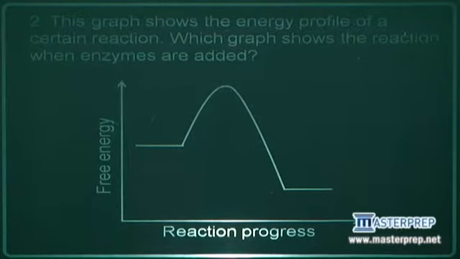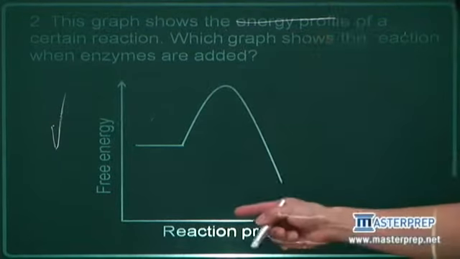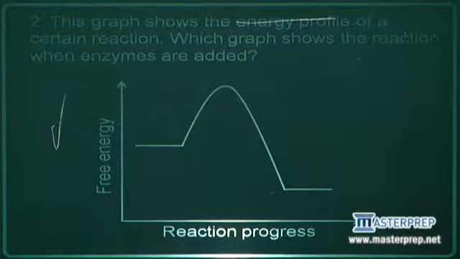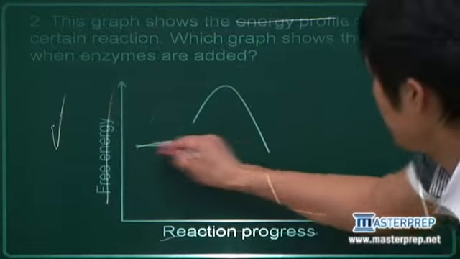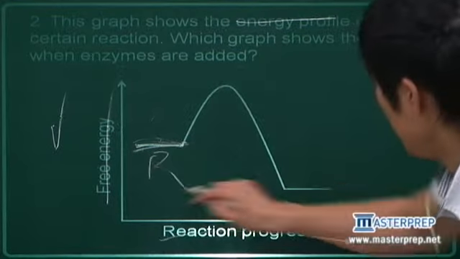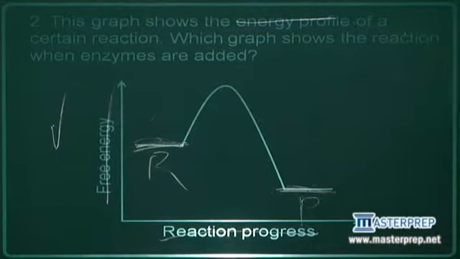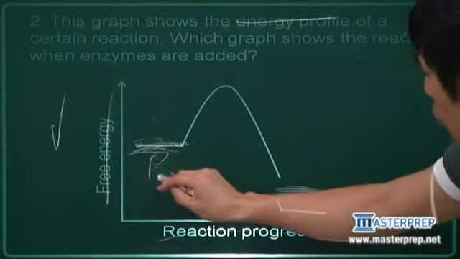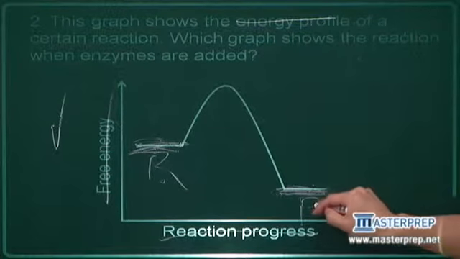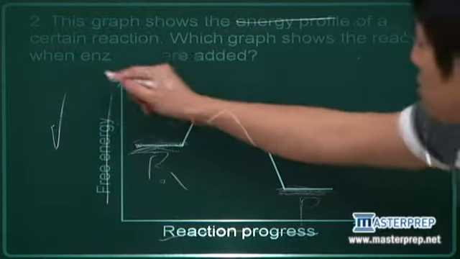Okay, 2, this graph shows the energy profile of a certain reaction. Which graph shows the reaction when enzymes are added? And this graph, I'm pretty sure you've seen this like millions of times, right? Here you have free energy on the y-axis. Here on the x-axis you have the reaction progress or time, right? So this is the energy level of the reactant, and this is the energy level of the product, right? But either equilibrium or the energy level of both the reactant and the product can never be changed by the presence of the enzymes.